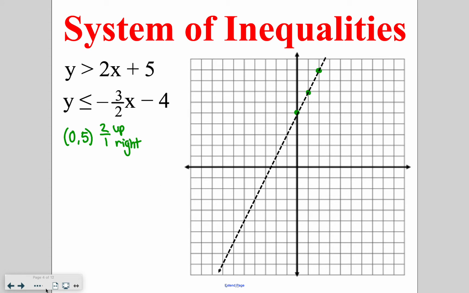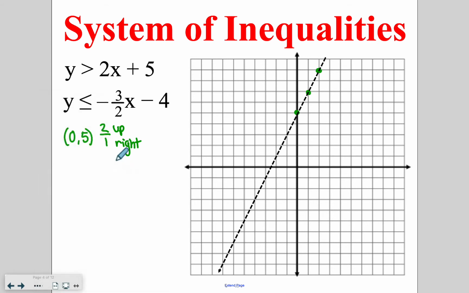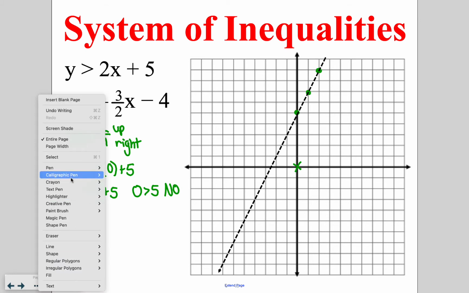Then I need to go through and do a test point for this graph. So once again, I like to pick 0, 0. So I'm going to go 0 is greater than 2 times 0 plus 5, giving me the statement that 0 is greater than 0 plus 5, or 0 is greater than 5, which is a false statement. So 0, 0 is not included in this graph.